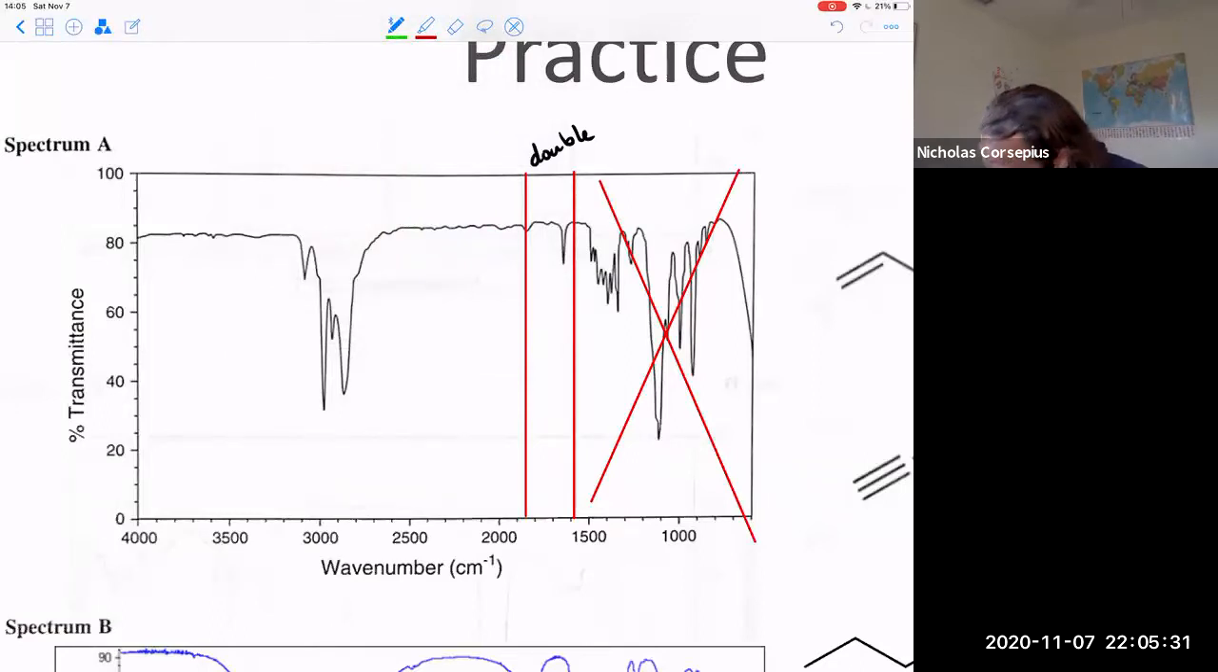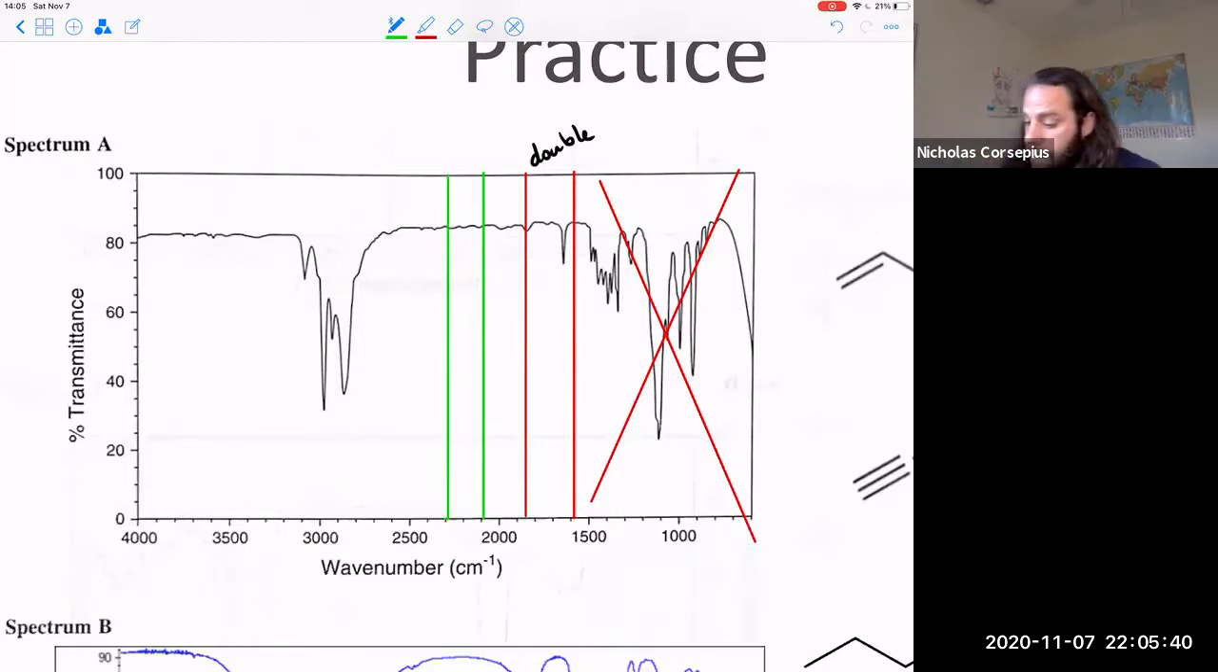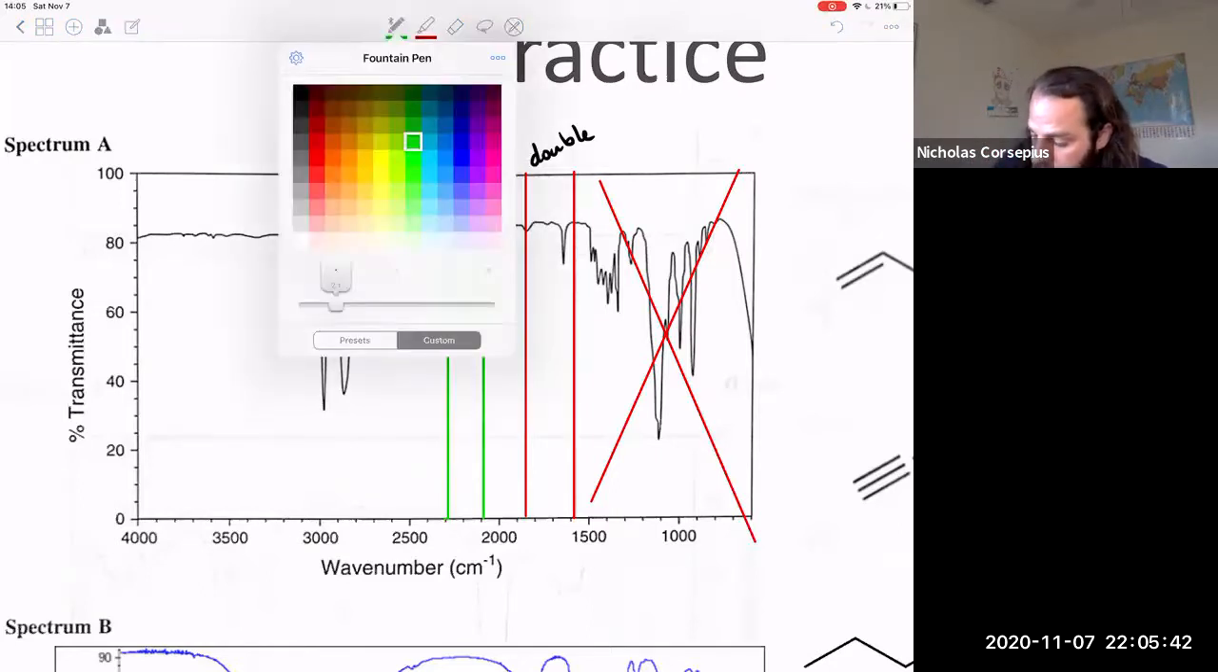Then we would expect 2100 to 2300. I would expect something in there if I had a triple bond.